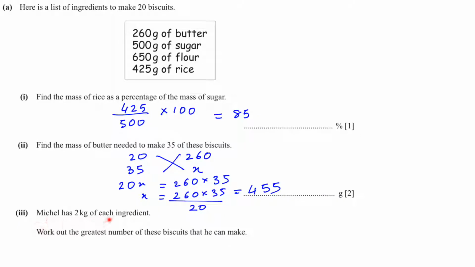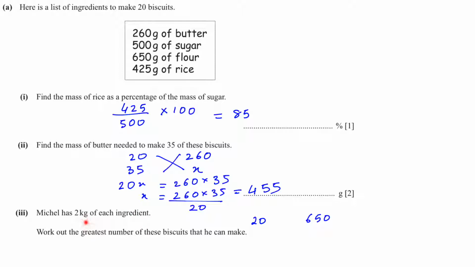A3. Mikhail has 2 kilograms of each ingredient. Work out the greatest number of these biscuits that he can make. When you have a question like that, look at the ingredient list. Choose the one which has the most weight, which is 650 grams of flour. So 20 biscuits can be made by 650 grams of flour. So 2 kilogram will make how many biscuits?